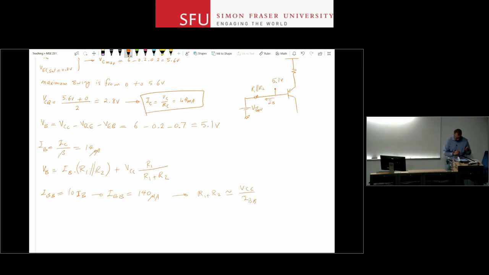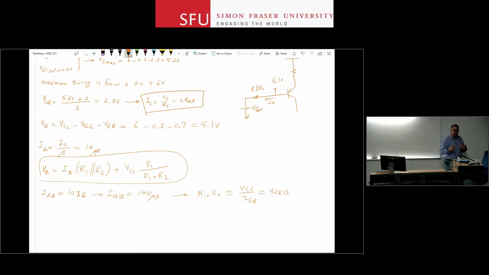So in this case, let's say IBB is 140 microamps, VCC is 6 volts, so I can see that R1 plus R2 should be about, let's say, 42 kilo ohms, right? And I go and choose the right value so that I pick one of them. Now I have two equations actually. I can solve it and figure out what it should be.